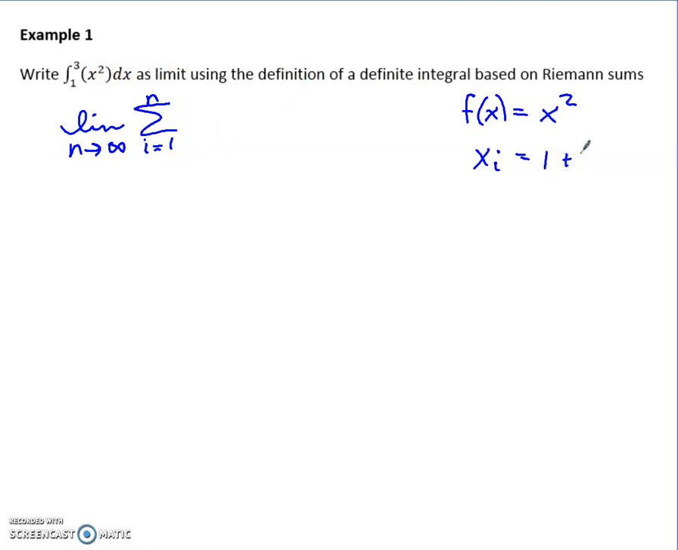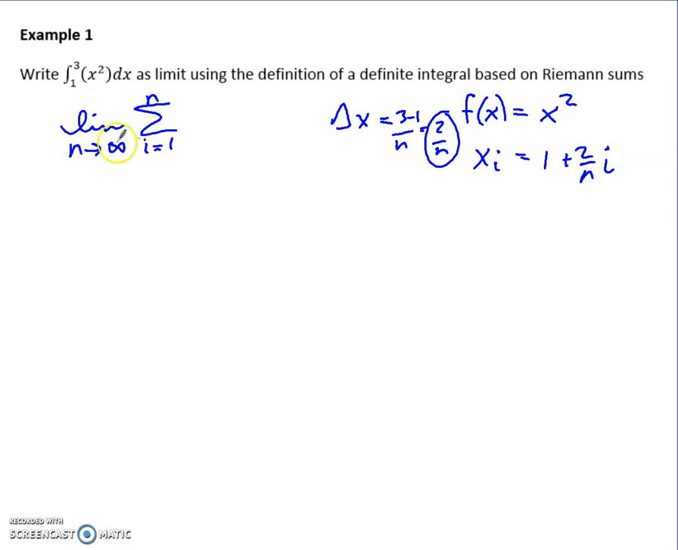So I guess maybe let's find that change in x. So my delta x is going to be, well, let's see, we've got the difference between 3 and 1, which is 2, and it's divided by the number of rectangles, which is n. So, okay, there's my delta x. So I'm going to do plus 2 over n times i.